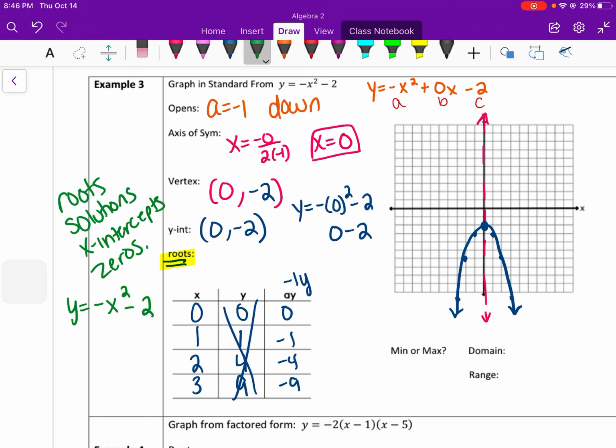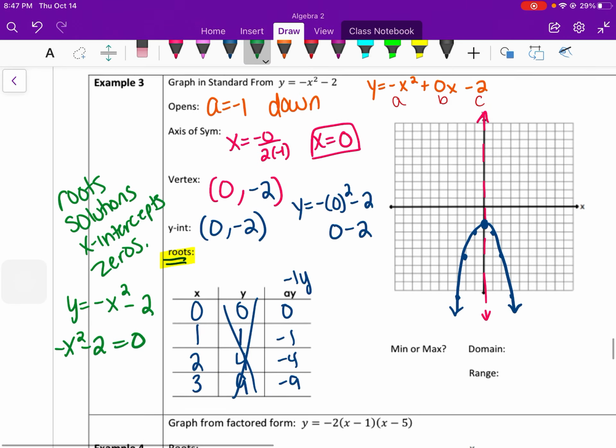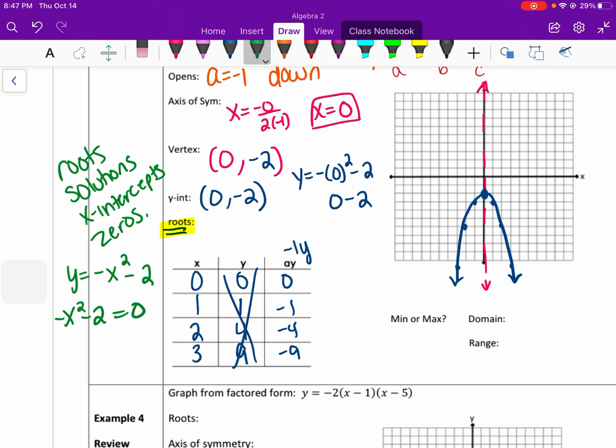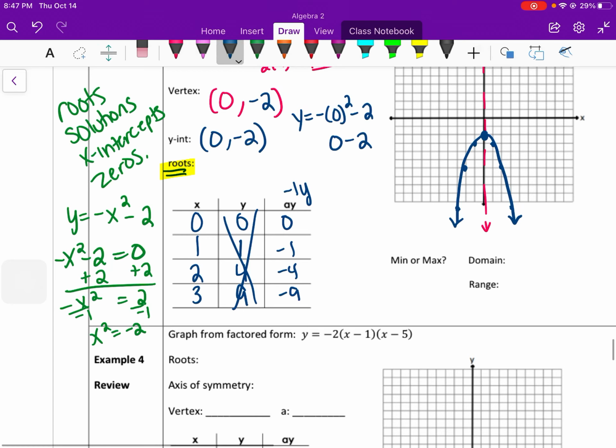So if we take -x squared minus 2 and set it equal to 0 for y, so -x squared minus 2 equals 0. Set your equation equal to 0 instead of y, and then solve for x. So I'm going to add 2 to both sides, and I'm going to get -x squared equals 2. Then divide by -1, and I'm going to get x squared equals -2. Take the square root of both sides, and I'm going to get x equals plus or minus, you're going to have 2 roots.